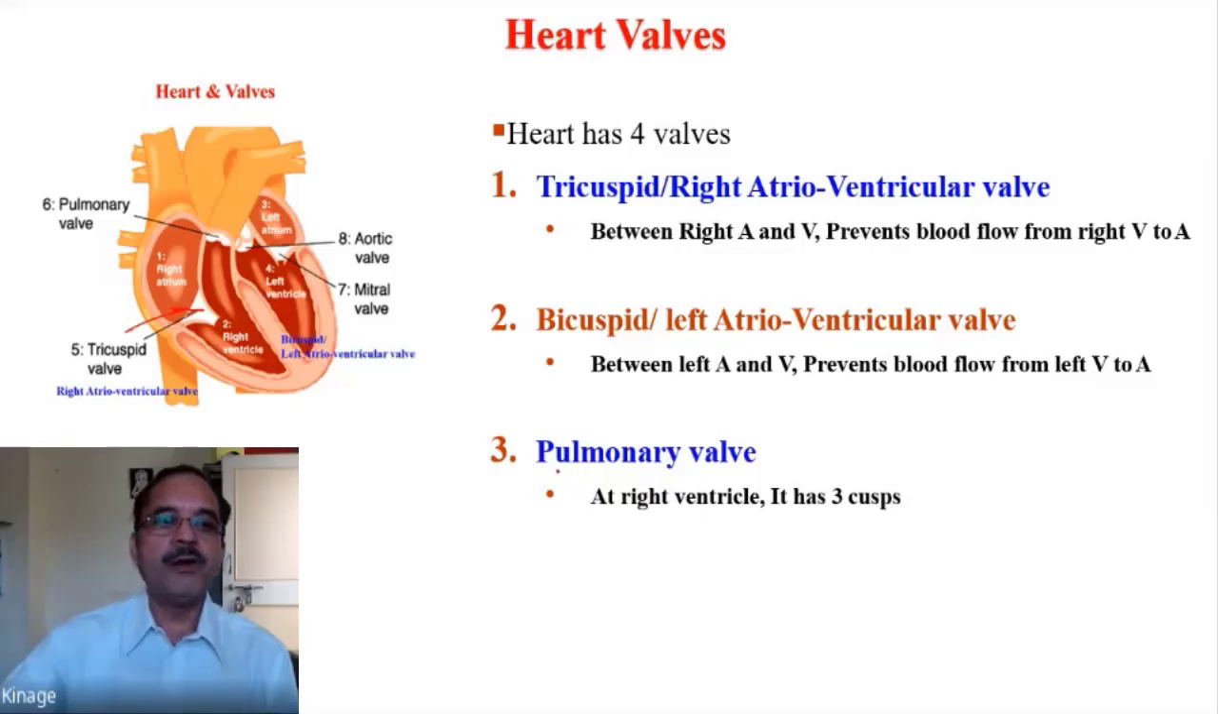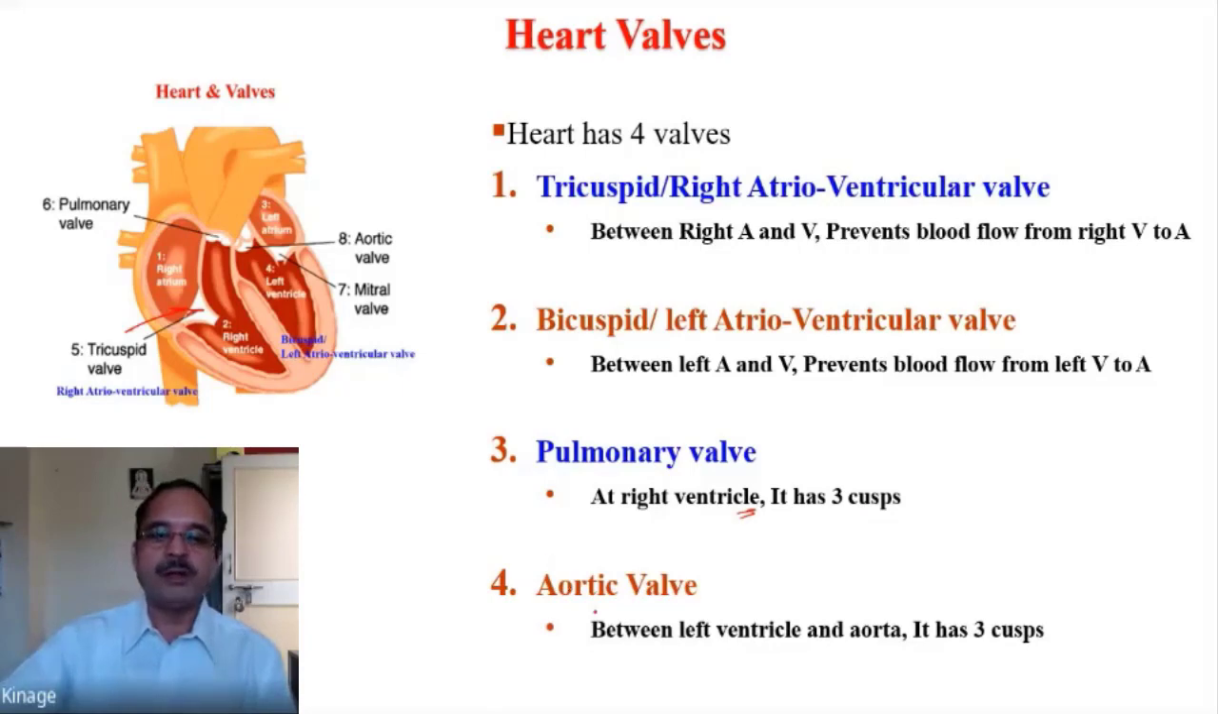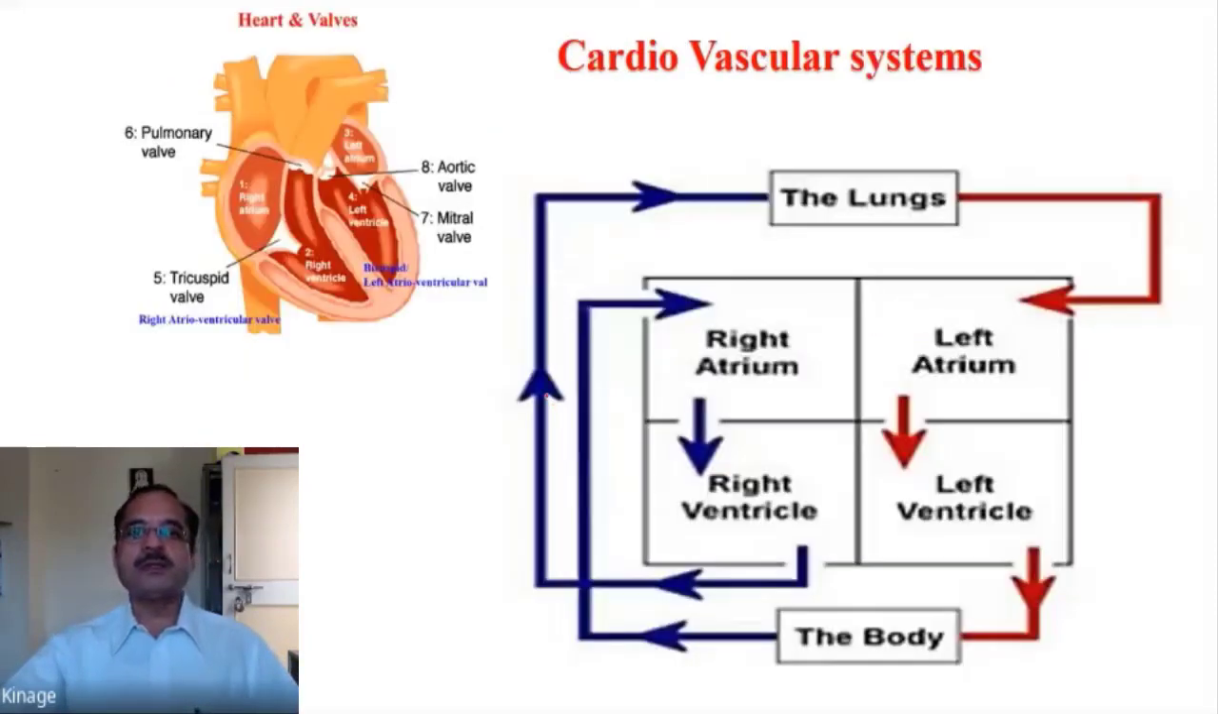Then pulmonary valve, this is in the right ventricle where the pulmonary vessels are connected. Okay, so it has three cusps. Then aortic valve, between left ventricle and the aorta. So these are four valves. Okay, now with the help of these four valves, let us see in this block diagram how actually the circulation of the blood takes place.